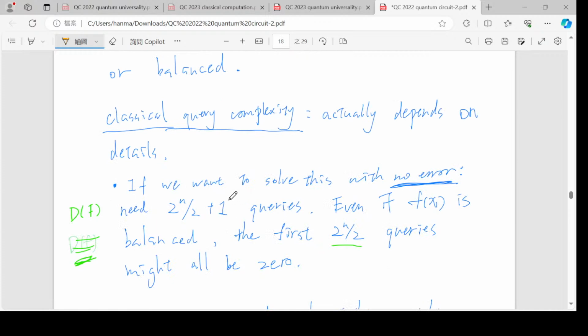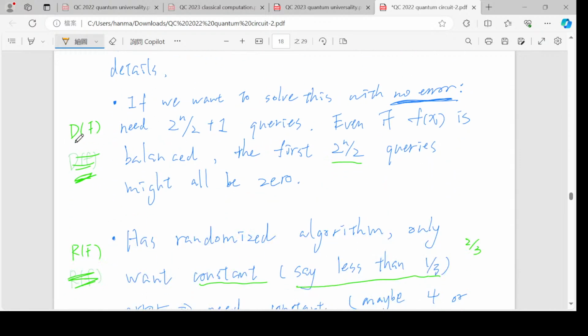So yeah, if you want to do this with no error, then you need 2 to the small n over 2 plus 1 queries. And this kind of query complexity is usually written as D of F, D for deterministic. So this is deterministic classical query complexity.